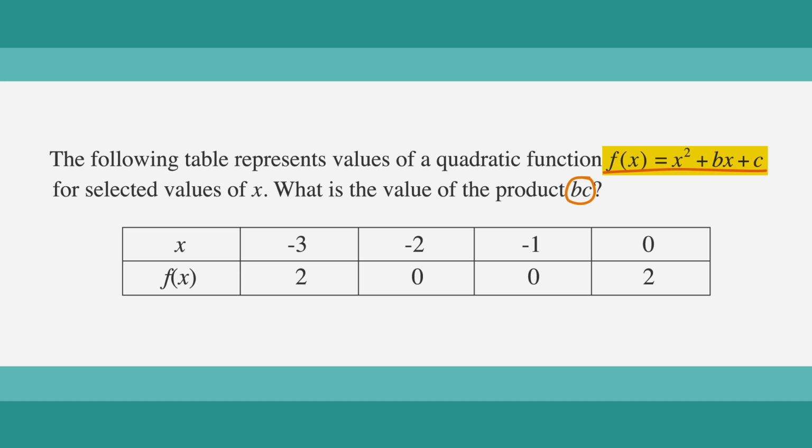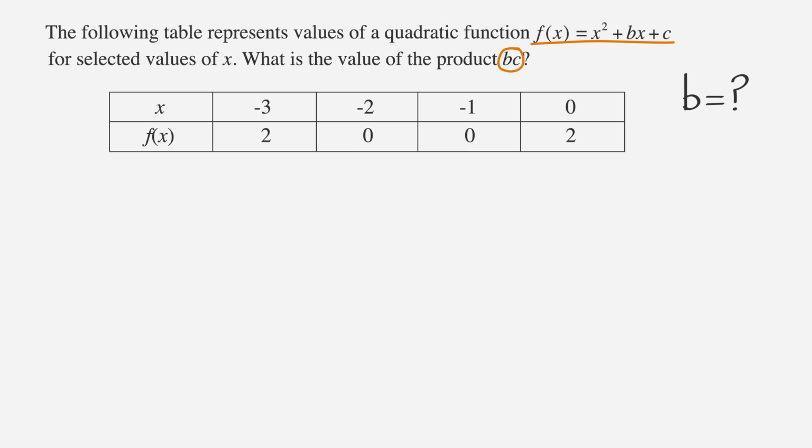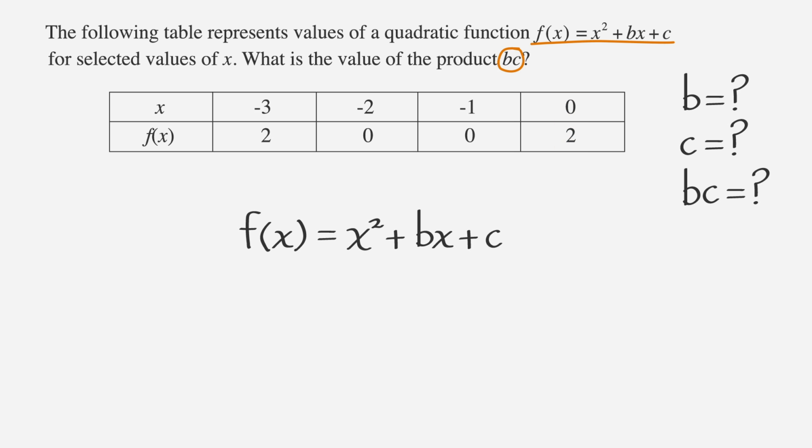We see the function given is f of x equals x squared plus bx plus c. We need to solve for b and c and then multiply them. We see from the chart that when x equals 0, f of x equals 2. Putting x equals 0 and f of x equals 2 into the equation from the question, it becomes 2 equals 0 squared plus b times 0 plus c. 0 squared equals 0, and anything times 0 is 0, so we can reduce the equation to 2 equals c.